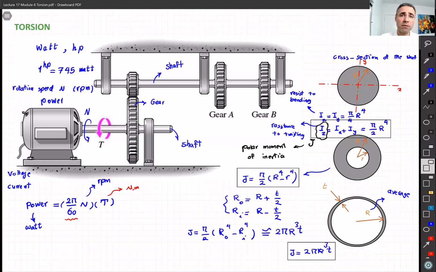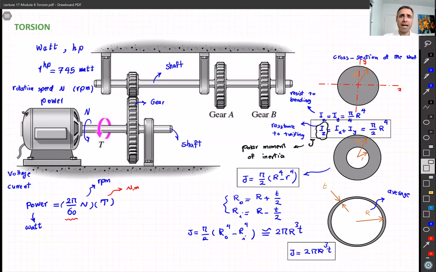Now, let's get to the main topic. This is all an introduction. Our goal here is to calculate stress coming from a torsional load. But first, we need to know what type of stress we create in a shaft.